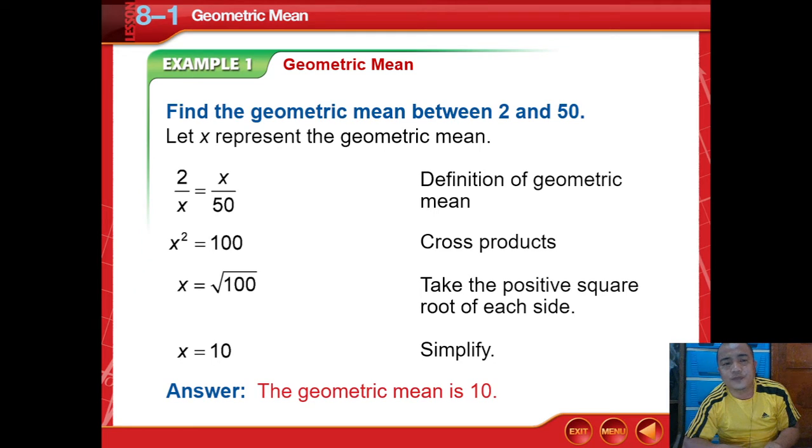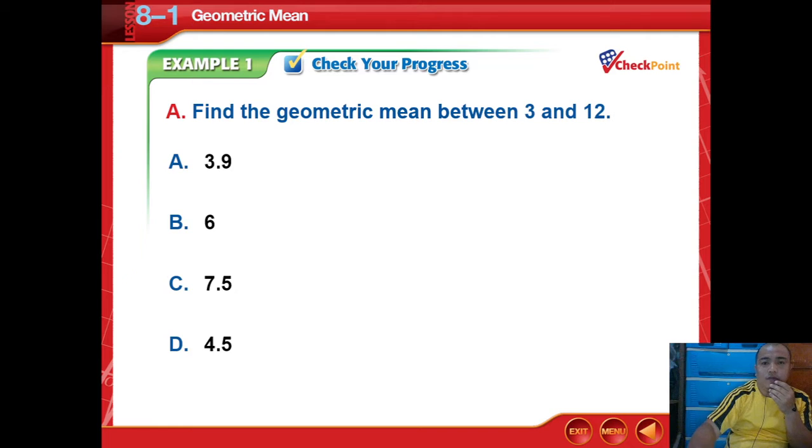In the long method, 2 over x equals x over 50 is the equation. Then cross products, x squared equals 100. Get the square root of both sides, the positive square root, x equals square root of 100, x equals 10. So the geometric mean is 10. But with the shortcut, it's just the square root of 2 times 50, so square root of 100 is 10. Find the geometric mean of 3 and 12. Square root of 3 times 12 is 36. Square root of 36 is 6. So your answer is B.